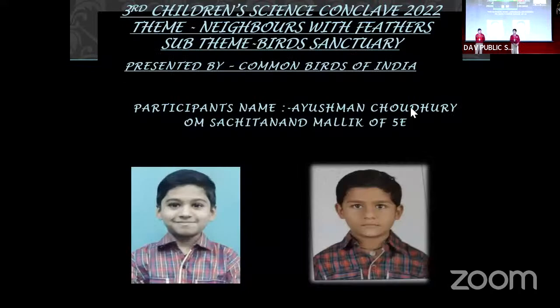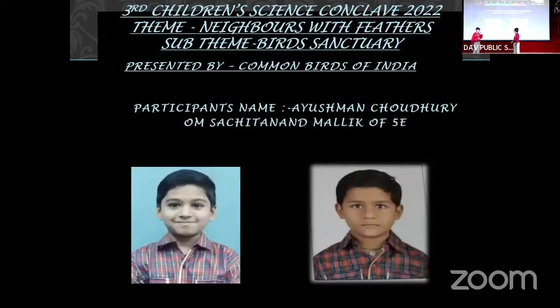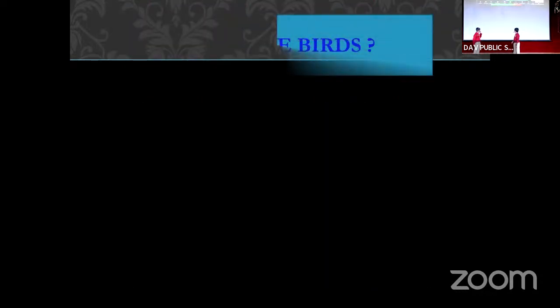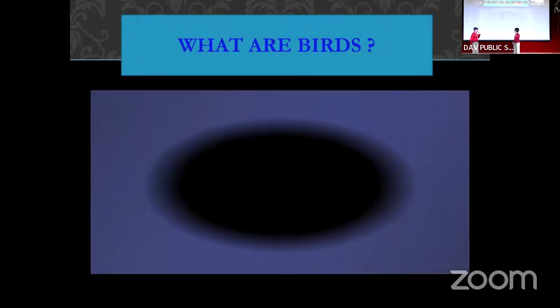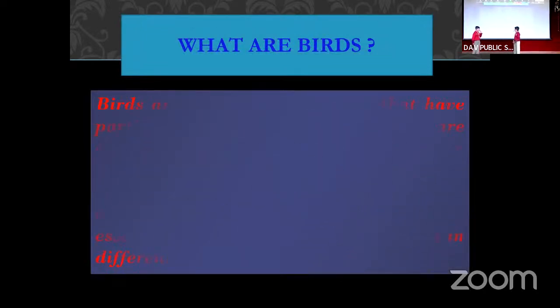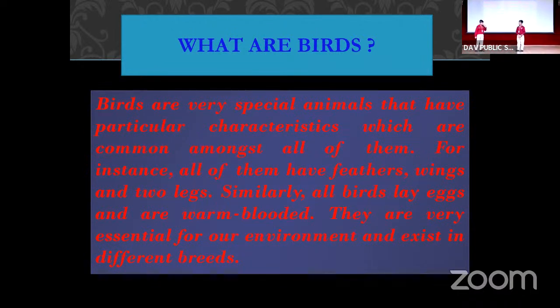Do you understand what neighbors with feathers are? Yes, neighbors with feathers are our birds. Next. Do you know what birds are? Birds are very special animals that have some characteristics to fly. They are also known as aerial animals. Friends, they have the ability to fly. Like, they have hollow bones and feathers. They can easily fly, and have some flying patterns also.